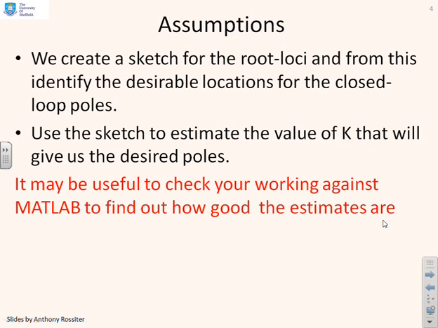Now the assumptions we're going to make: we're going to expect you to create a sketch, and we should emphasize this word here, a sketch for the root loci, and from this identify the desirable locations for the closed loop poles. So you're basically looking for an s which you believe to be on the root loci. In practice it will be close, but as long as you're close, that's good enough. And then you're going to use that sketch to estimate the value of k that will actually give us that specified closed loop pole. And finally, just because we're learning here, it might be useful to check your working against MATLAB after the event.